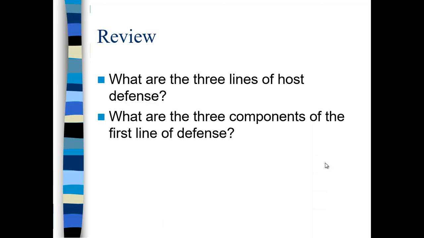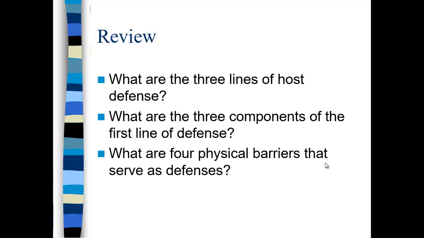The three components of the first line of defense are physical barriers, chemical barriers, and genetic components. And the four physical barriers, there are more than four, but four of them could be skin, could be saliva, could be stomach acid, it could be harsh pH in the genital urinary tract. Could be lining on the mucous membranes. Okay, so there are many, many things that we can put in here. I was just asking for four.